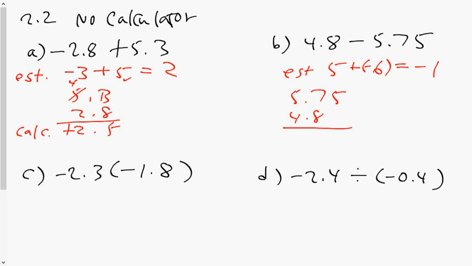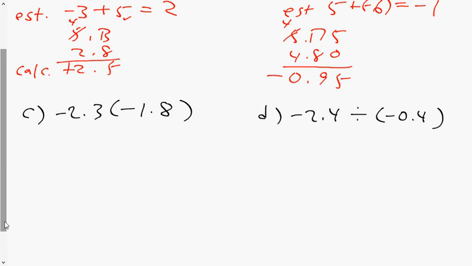My decimals don't line up, or my place values don't line up, so I'll put a 0 there just for giggles. 5 take away 0 is 5. 7 take away 8 has to be borrowed, which is 9. I have 0.95, which of course is going to be negative because my estimation was negative, and I have more negatives than positives. So therefore, my calculation is negative 0.95.